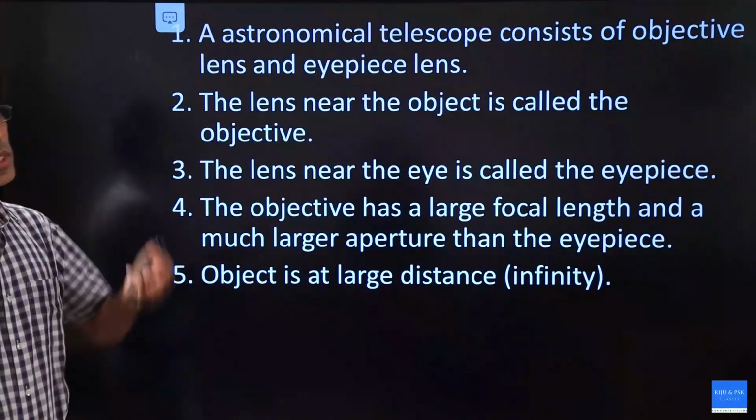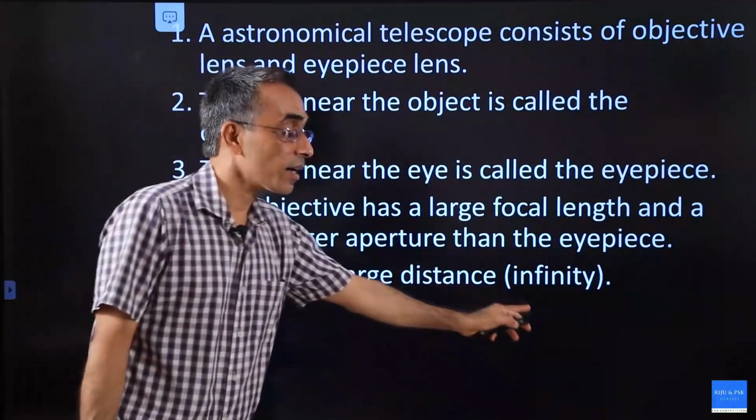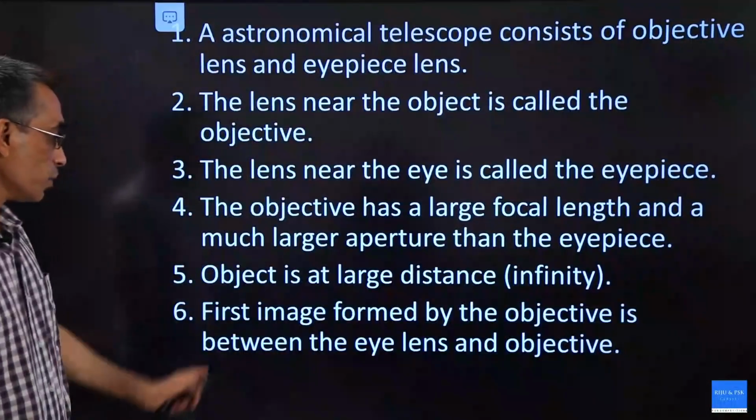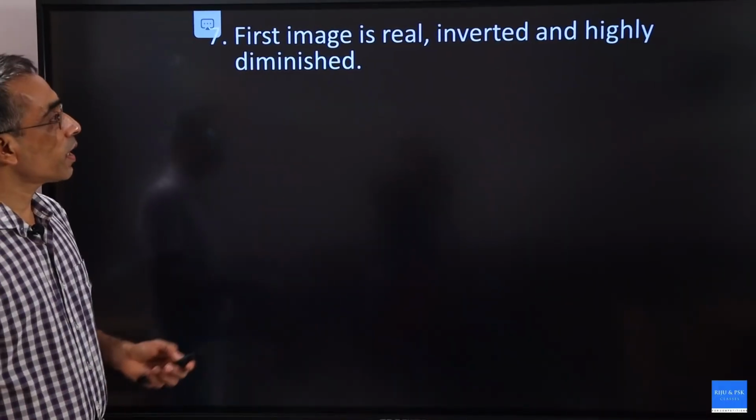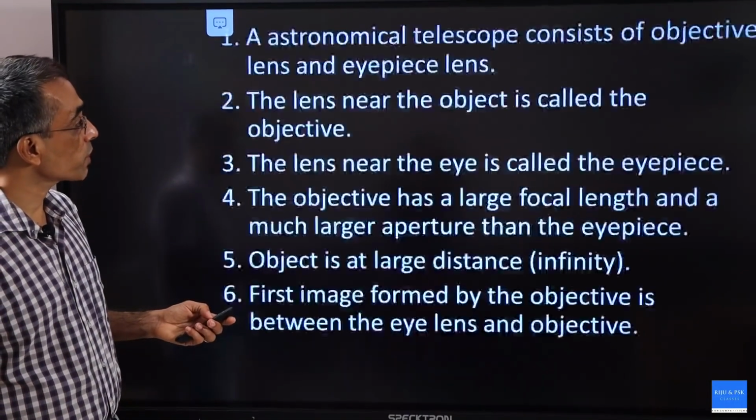And where is the object? Objects are at large distance, we can say they are at infinity. Now, where is the first image found? Where is the second image found? What is the nature of the image? All these things we will discuss after seeing this diagram.